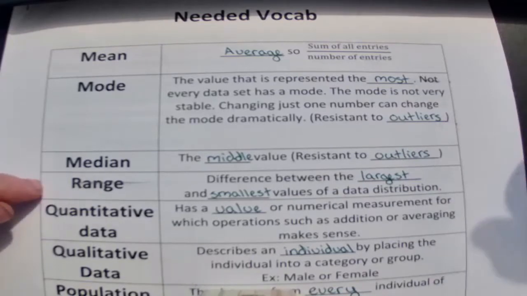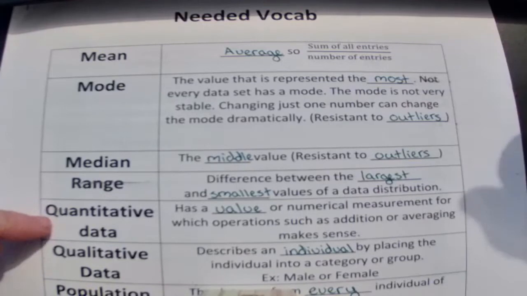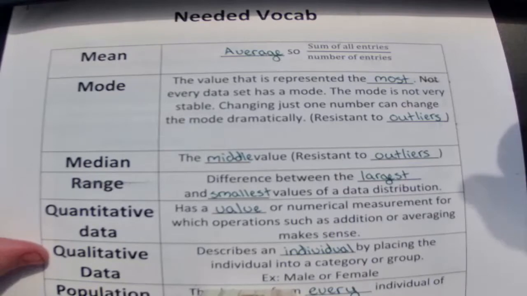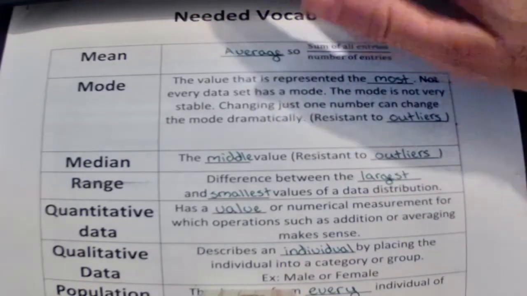Range is the difference between the largest and smallest value of a data distribution. So if you don't remember what difference is, that means that we're subtracting. Quantitative data has a value or numerical measurement for which operations such as addition or averaging make sense. Then qualitative data, it describes an individual by placing the individual into a category or group. An example could be male or female.